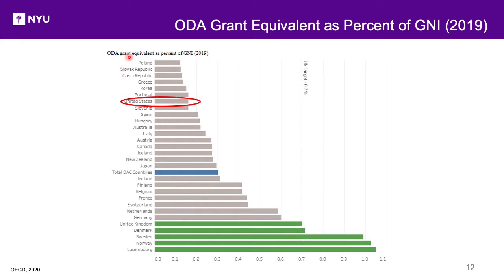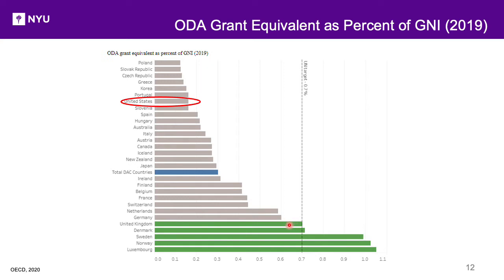So we can look at the ODA, official development assistance, of all countries. This right here is the 0.7% target line. And as we can see, the United States does not meet its 0.7% obligation, along with several other countries here. And in fact, most high income countries do not meet their 0.7%.